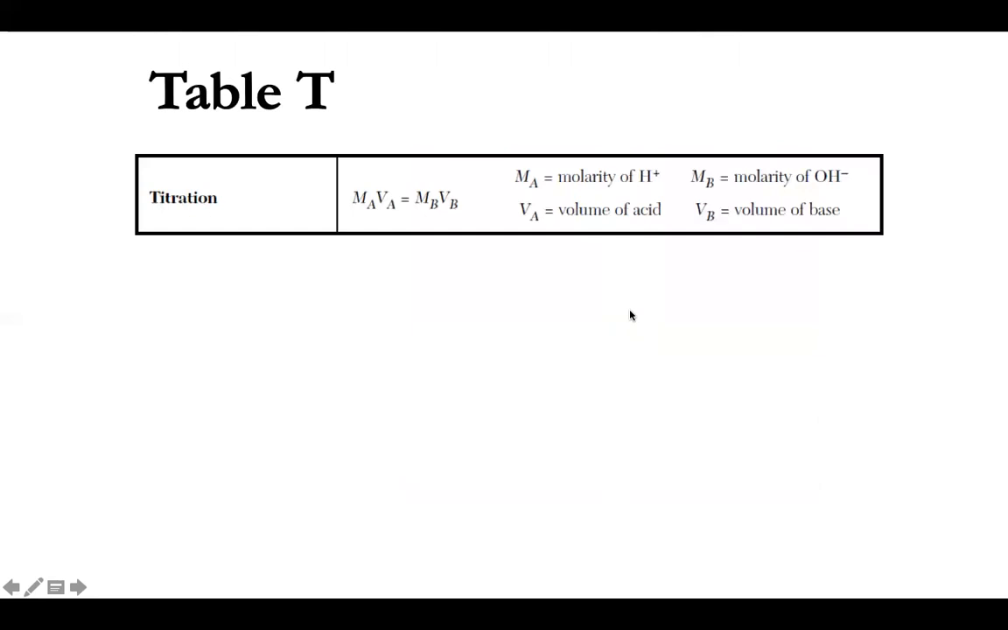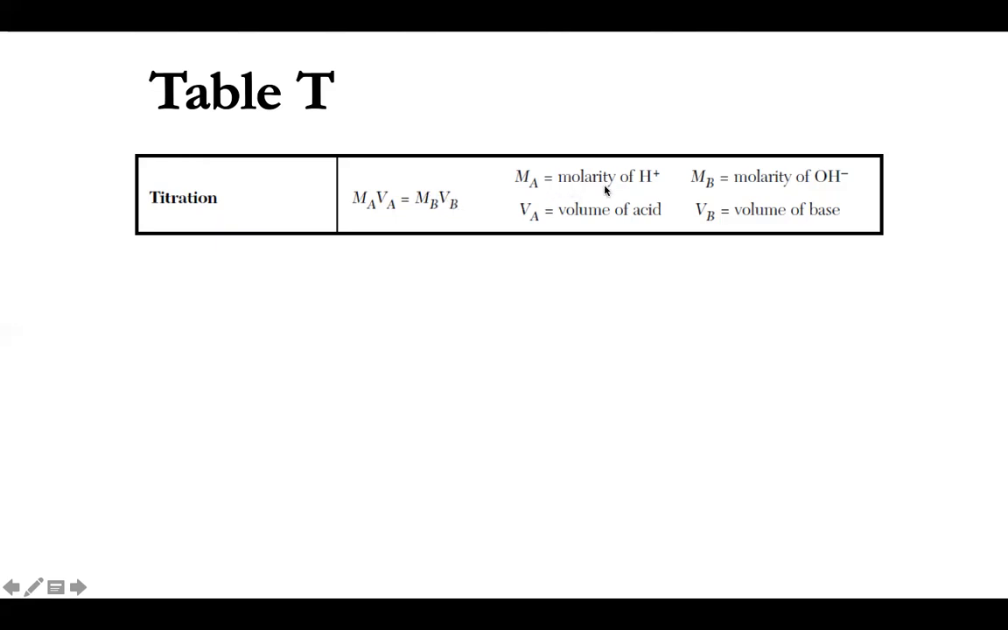So on your reference tables, make sure you're looking at table T because you're not only going to be using the concentration portion of this, we are also going to be going through the titration formula. And the titration formula dictates the molarity of the acid multiplied by the volume of the acid will be equal to the molarity of the base times the volume of the base.